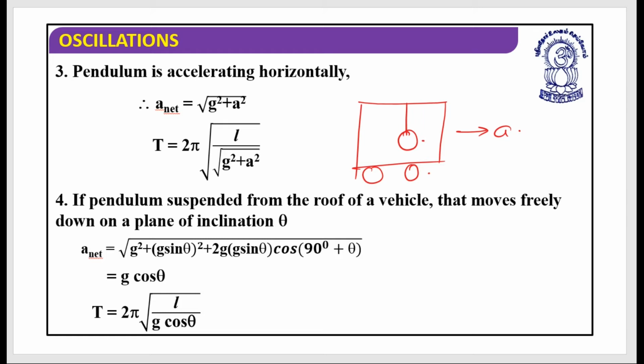What was your answer? What do you think? Basically what we are looking for is g effective. Here the acceleration is in this direction and g is in this direction. Basically they are two vectors at 90 degrees to each other. So this g effective would be equal to root of g square plus a square, and T equals 2 pi under root of L divided by root of g square plus a square. I hope this is clear.